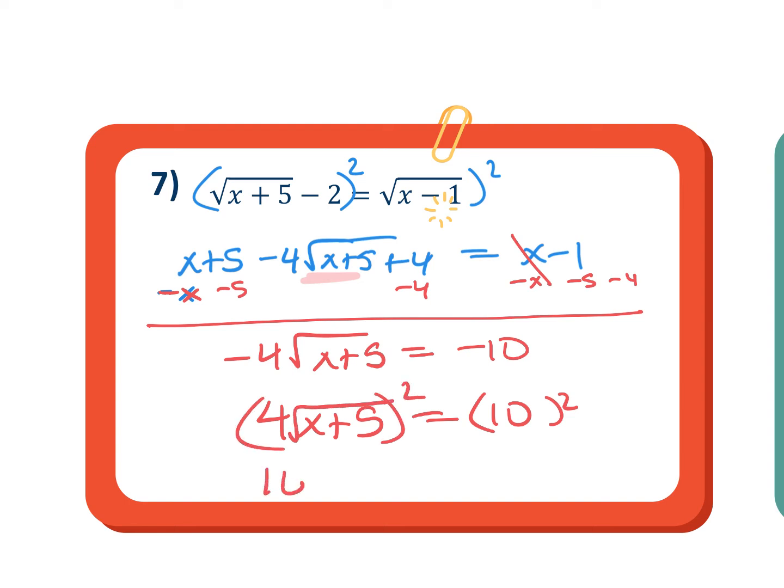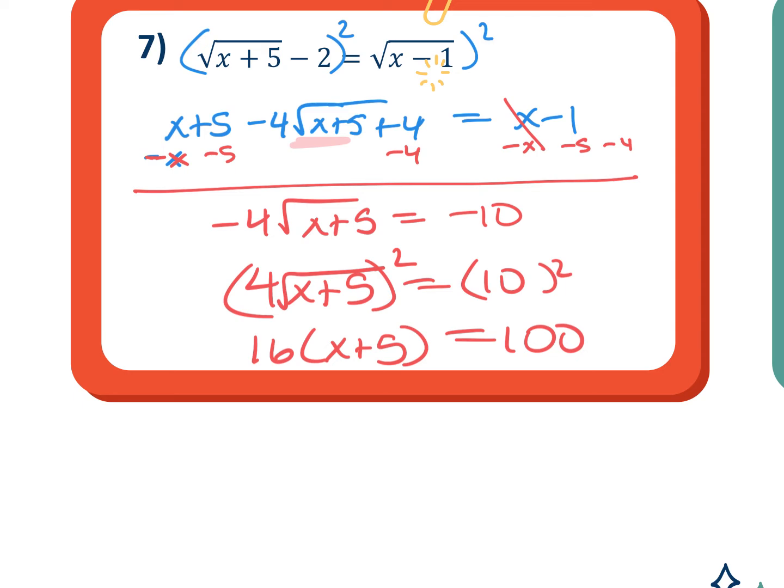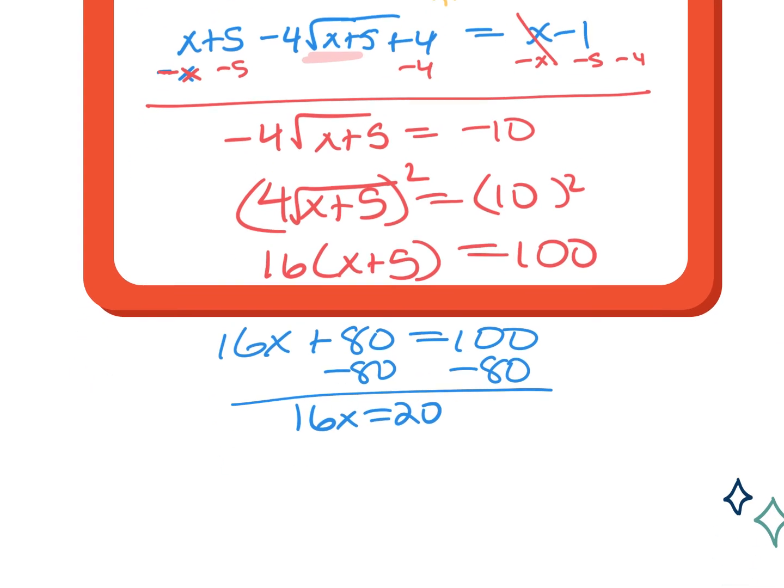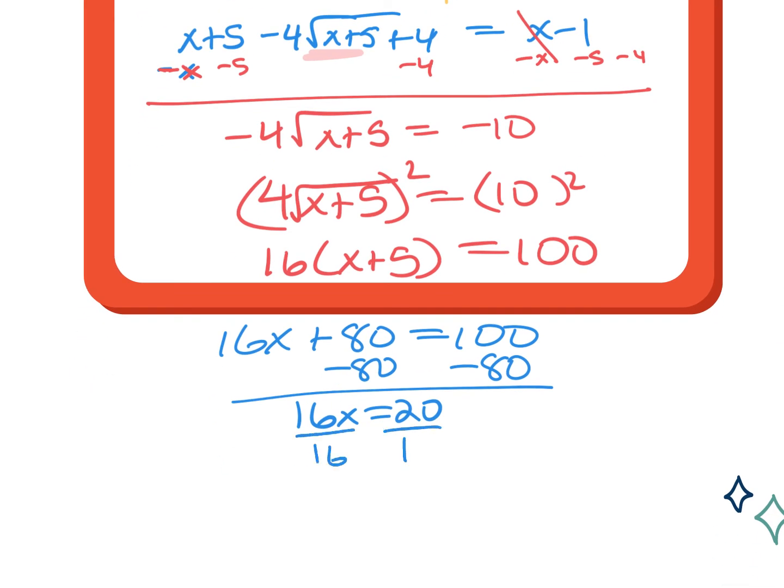So this becomes 16 times x plus 5 equals 100. And now I can begin, I got to distribute. So I get 16x plus 80 equals 100. Move the 80. 16x equals 20. Divide by 16. I'm going to reduce 20 over 16, and it reduces to 5 over 4.